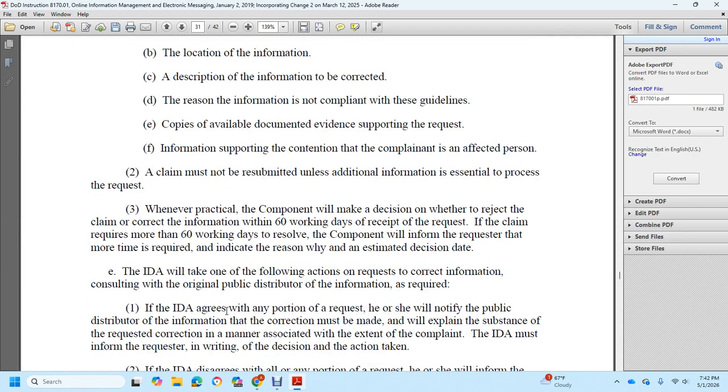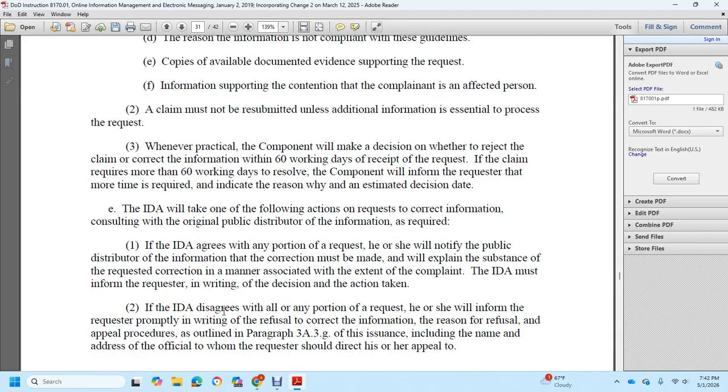If the IDA agrees with any portion of the request, he or she will notify the requester. The publicly distributed information for the correction must be made, and the notice must explain the substance of the correction and the manner associated. The requester must be informed of the decision in writing.